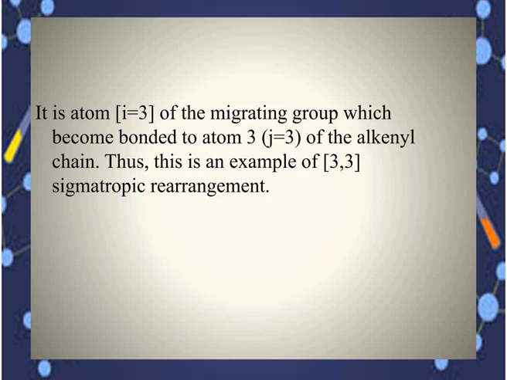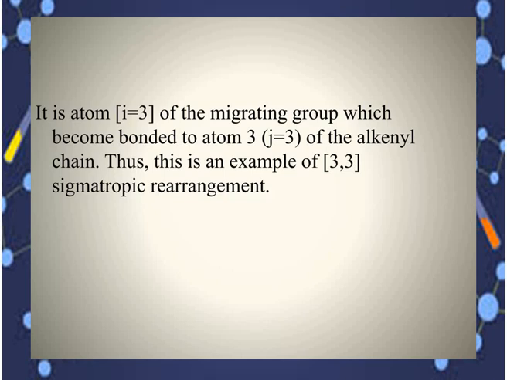Now for the beginner it is important to know that in the bracket [i,j], where i is 3, it is written 3. That is the 3 of the migrating group which becomes bonded to the atom 3. So the migrating group we are representing with the i and writing in the big bracket first, and the atom 3, where j is equal to 3, of the alkenyl chain. Thus, this is an example of 3,3 sigmatropic rearrangement.